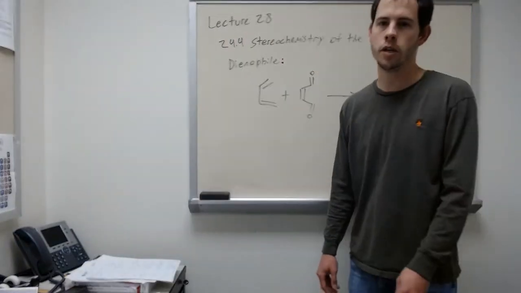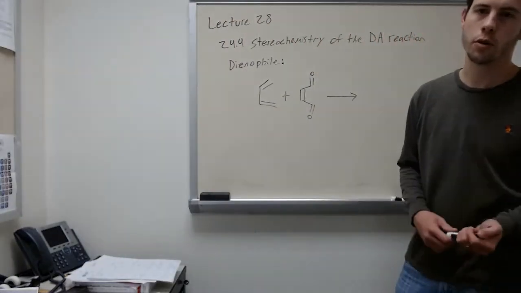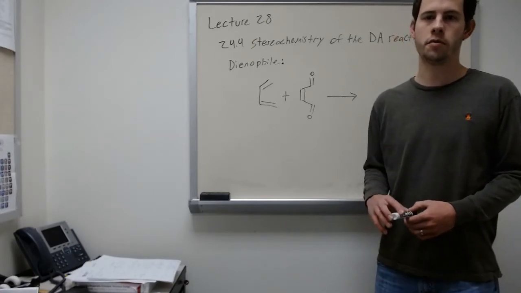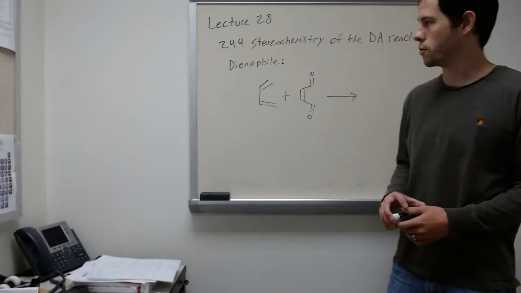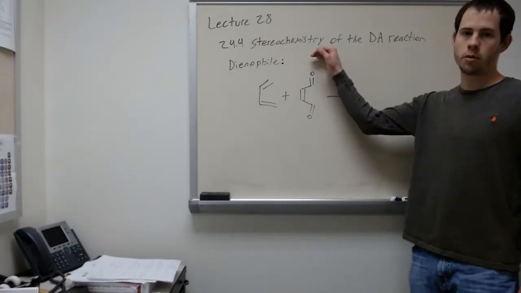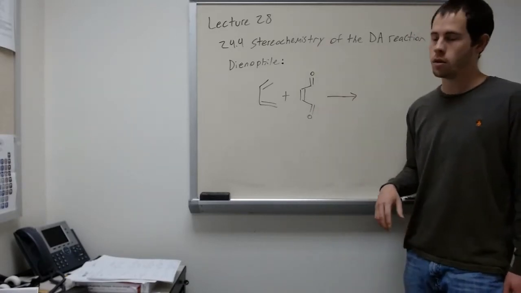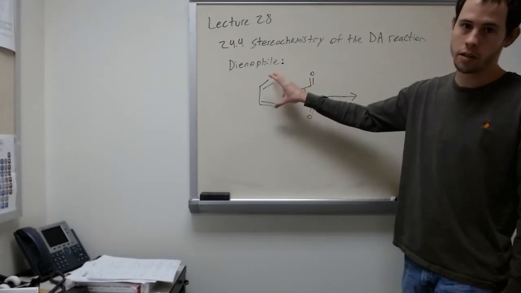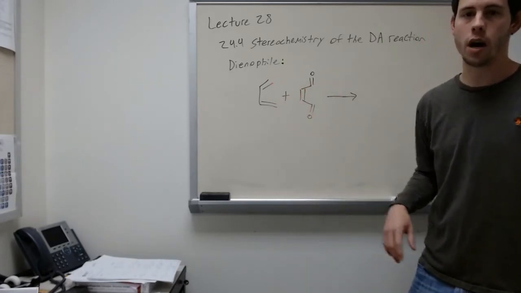Alright, so in lecture 28 we're going to talk about the stereochemical outcome of the Diels-Alder reaction and the regiochemical outcome of the Diels-Alder reaction. So first we'll look at the stereochemical outcome of the dienophile. Remember, this is the dienophile because it loves the diene, and this is the diene because it has two alkenes.